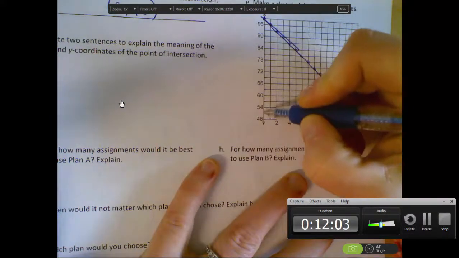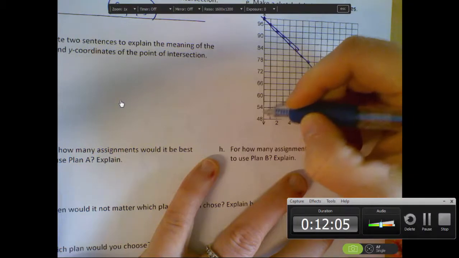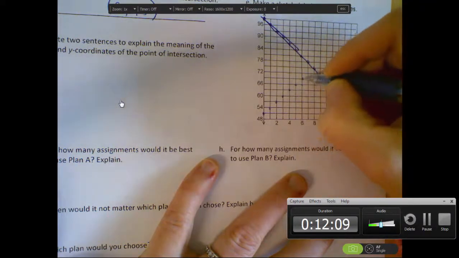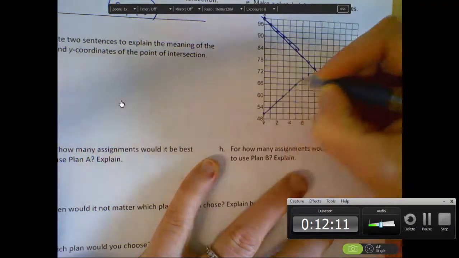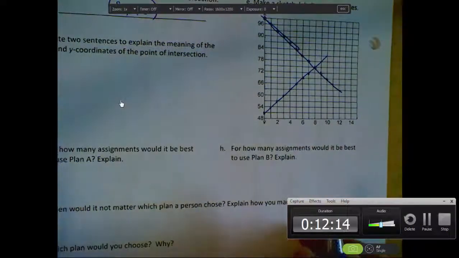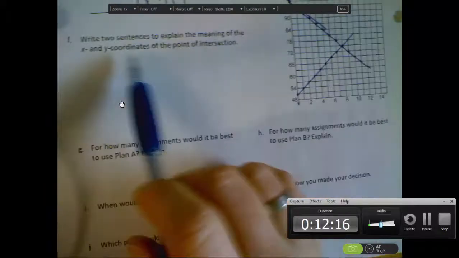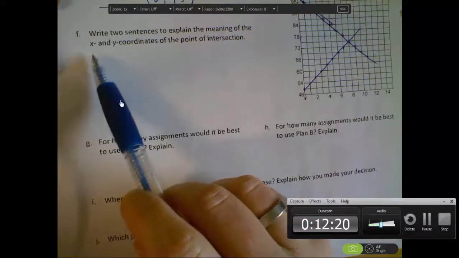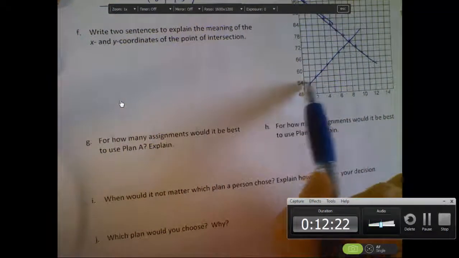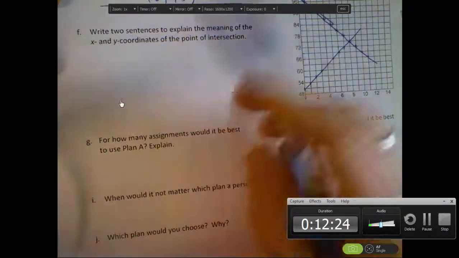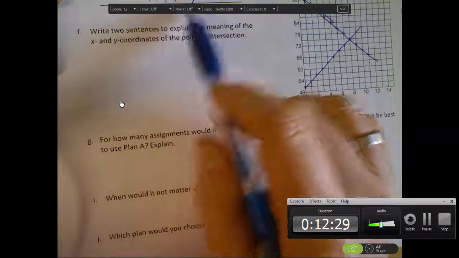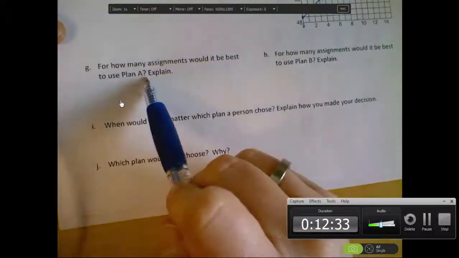And then I'm going to start at 51, which I'm going to have to estimate, oh no, this is exactly 51. And then up 3 is just up 1 line over 1 line because they're worth 3 points each. And I can see that they cross at (8, 75). Two sentences to explain the meaning: I would just say Lauren reaches 75 points after missing 8 assignments, and Tess reaches 75 points after completing 8 assignments.